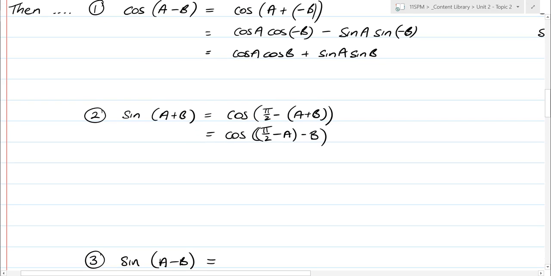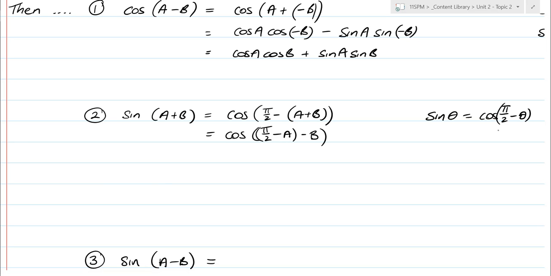Identity number 2, sine of A plus B. Well, that's equal to cos of pi on 2 minus (A plus B), because we've got that relationship: sine theta equals cos of 90, or pi on 2 minus theta. That's reading off the vertical axes, or that relationship there. So we've got that relationship.